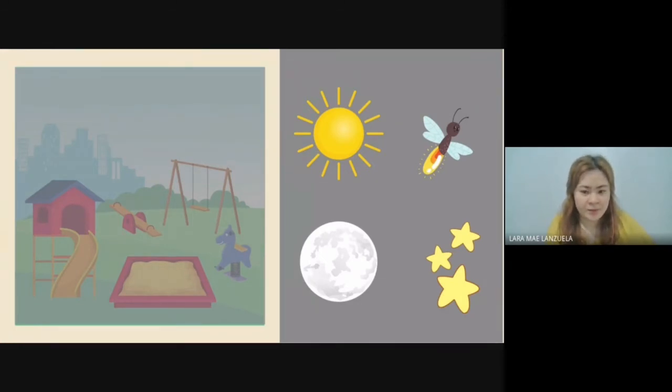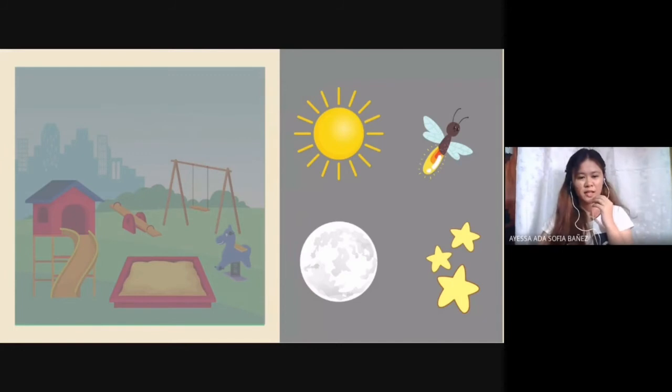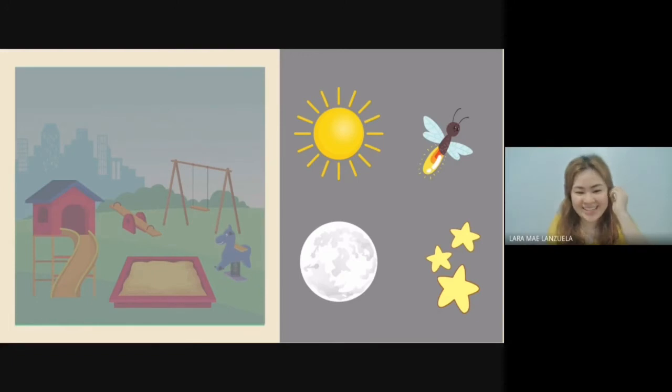So the sources of light like the sun, moon, stars, and fireflies, where do you think they came from? Are they also made by humans? No, teacher. They are natural. Okay, very good, Ayesa. These are called natural sources of light because they are given off by objects that come from the resources of the Earth. So we can see them in our environment or in our nature. That's why it is called natural. So great job, class. Let us give ourselves an amazing clap.